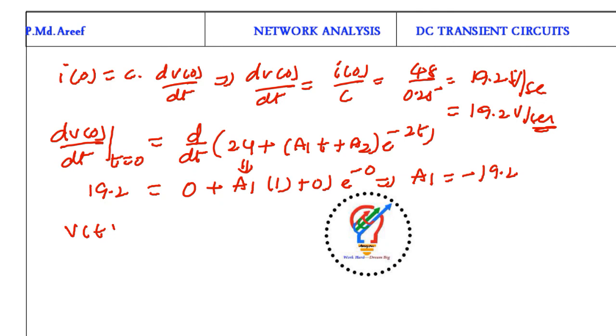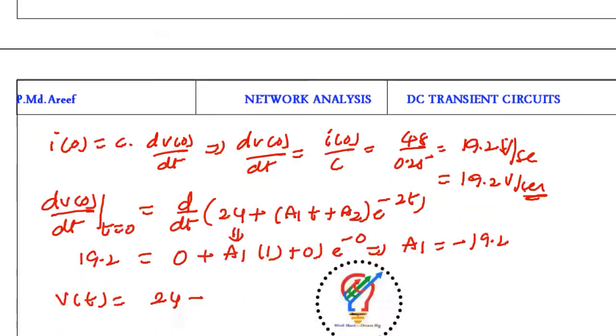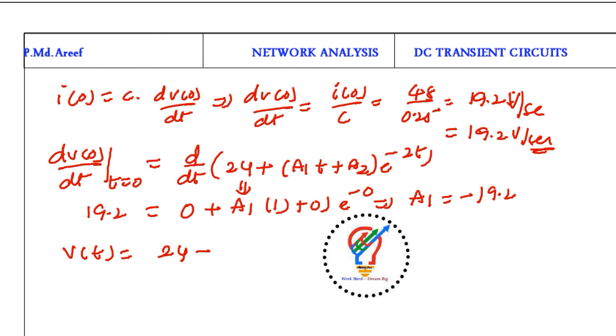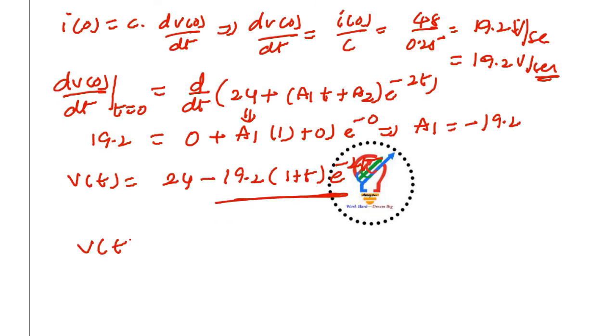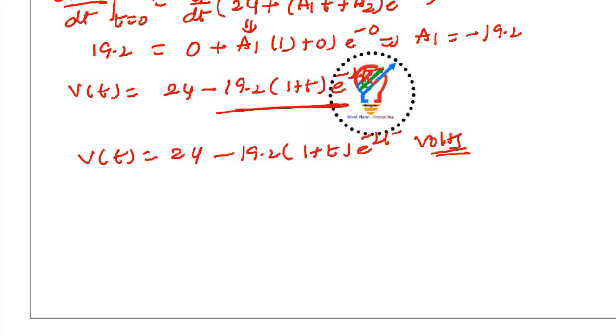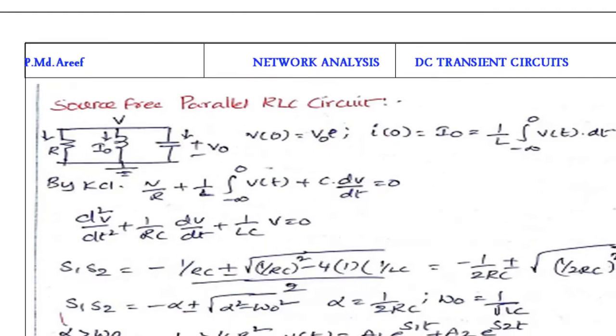Now what is v of t? v of t is equal to 24 minus, with a1 and a2 values, and a2 we got earlier as 19.2 only. So here also we get 19.2, so 19.2 into 1 plus t into e power minus 2t. This is the final equation that we are getting here. So v of t is equal to 24 minus 19.2 into 1 plus t into e power minus 2t. Units are volts.